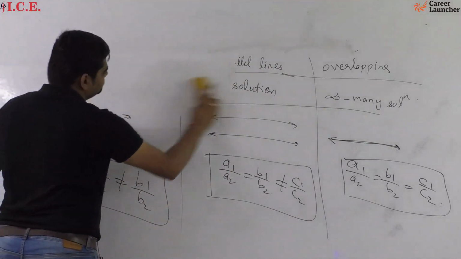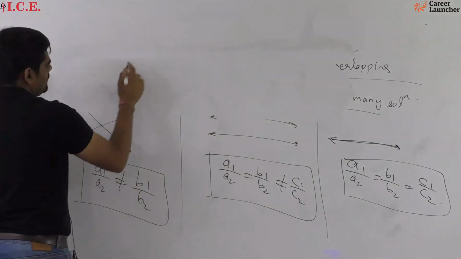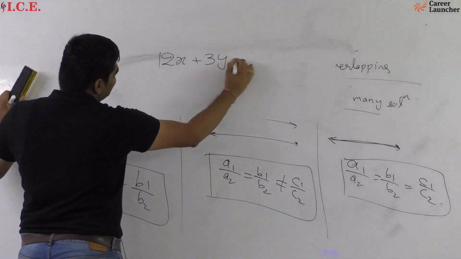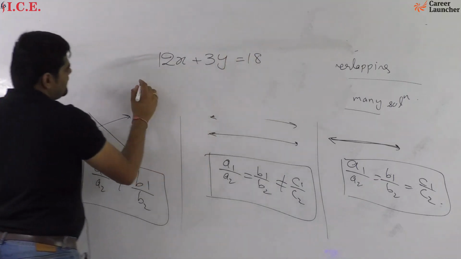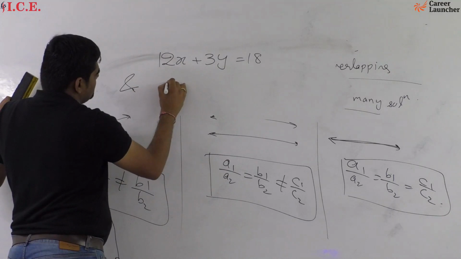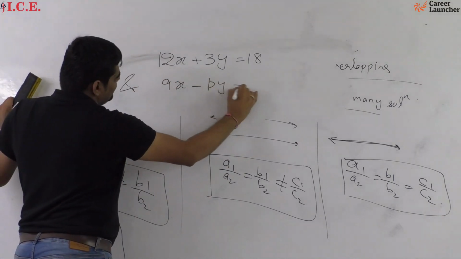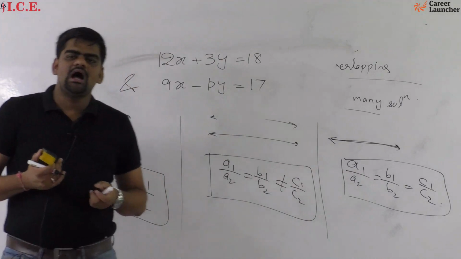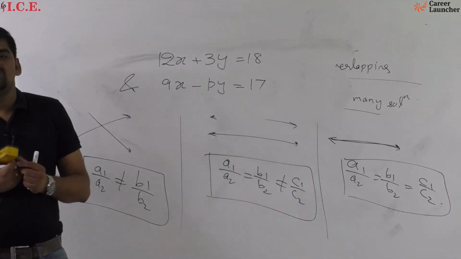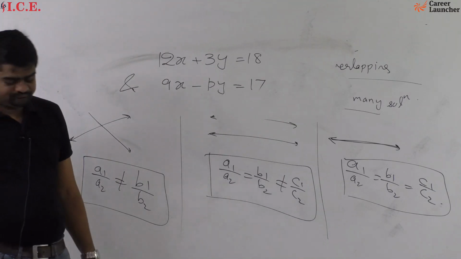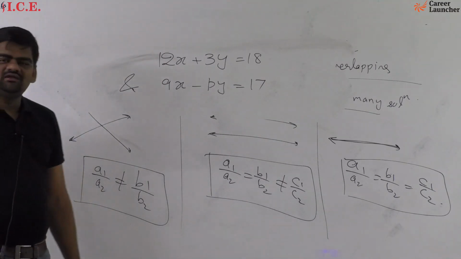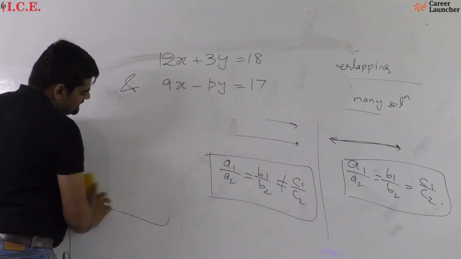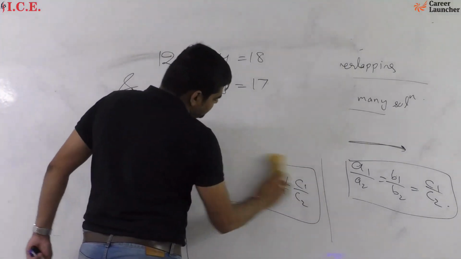if the equations 12x plus 3y equals 18 and 9x minus py equals 17 are parallel to each other. I repeat, find the value of p if the equations 12x plus 3y equal to 18 and 9x minus py equal to 17 are parallel to each other.